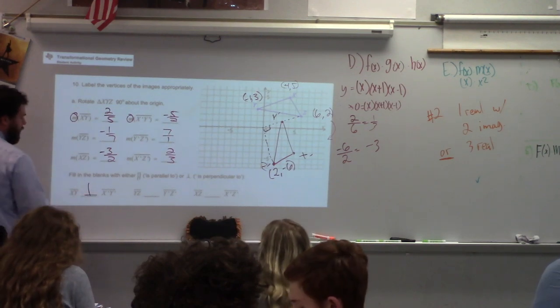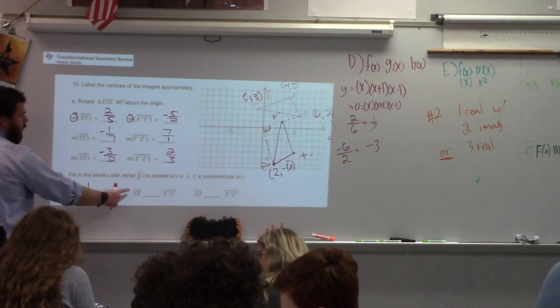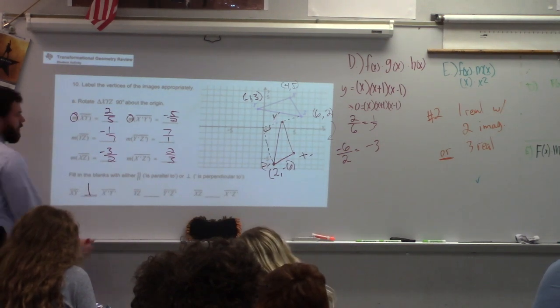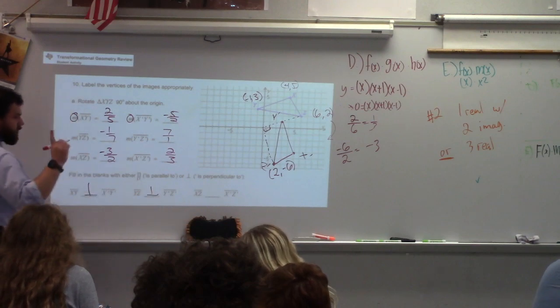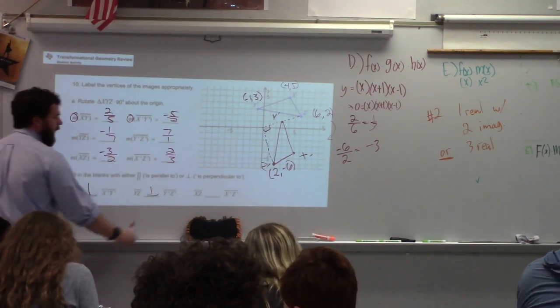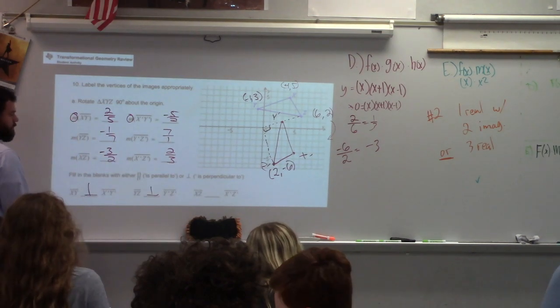So I'm going to put the perpendicular symbol there. What about YZ and Y prime, Z prime? They're perpendicular. How do we know? The slopes are opposites and reciprocals. XZ and X prime, Z prime. They're perpendicular.